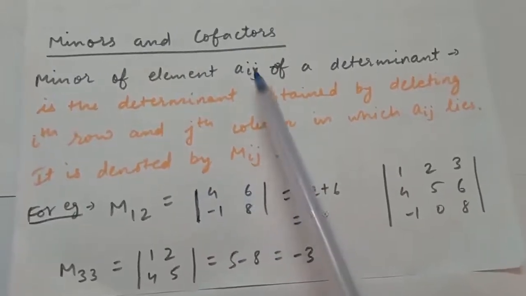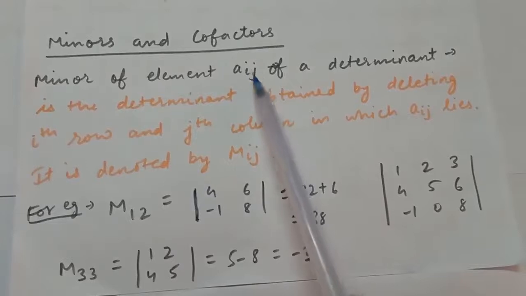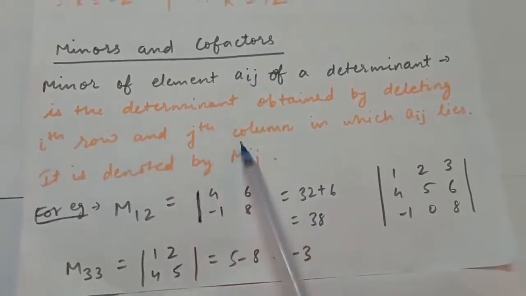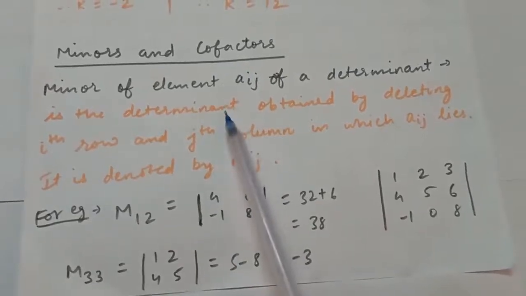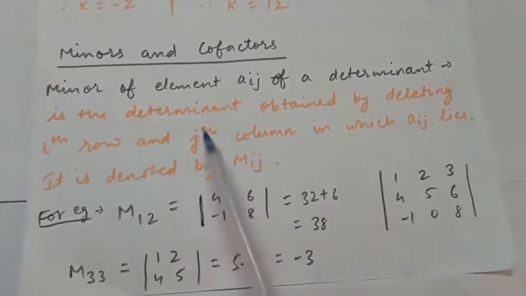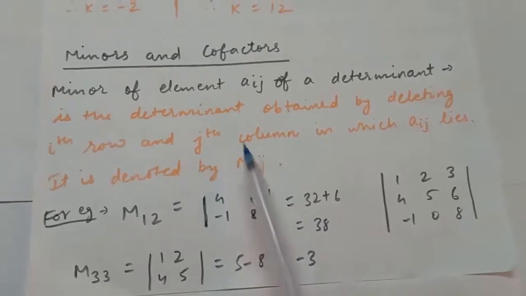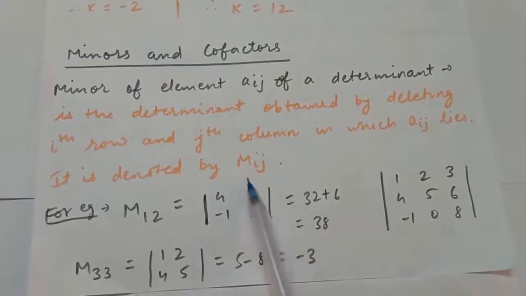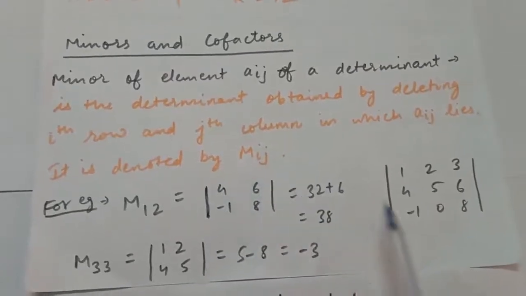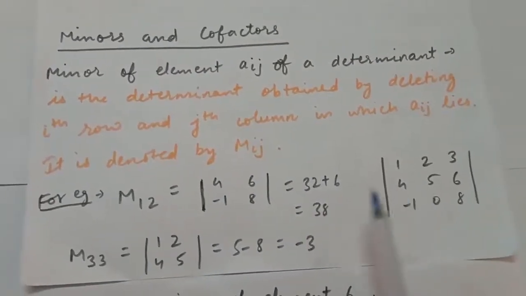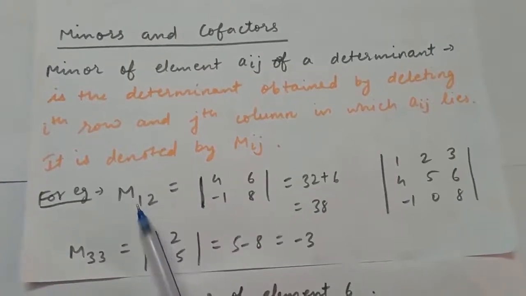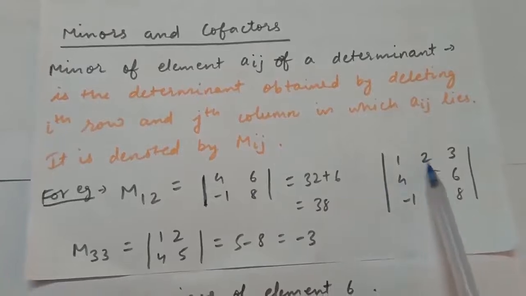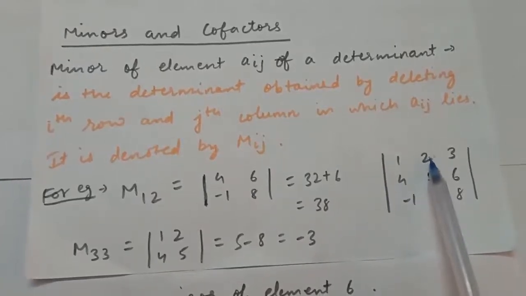So if you want to find out the minor of the element Aij, then delete the ith row and jth column. The determinant after deleting the ith row and jth column will be the minor of the element Aij, denoted by Mij. For example, let this be the matrix given and we have to find the minor M12, that is the minor of this element 2, because this is the element A12, right?